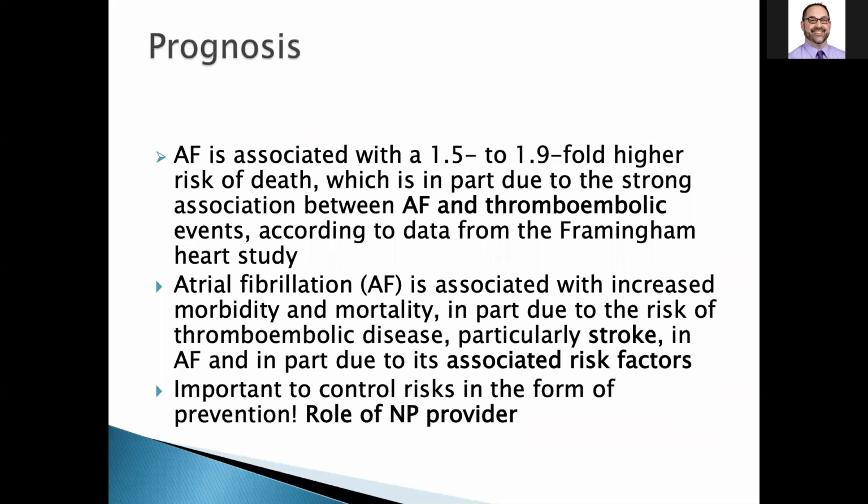So prognosis, AFib has a 1.5 to 1.9 higher risk of death, associated with increased morbidity and mortality, especially due to stroke. So it's important that we intervene, we document appropriately, we risk stratify the patient for anticoagulation and rate control or anticoagulation and rhythm control, and that they get adequate referral to cardiology for evaluation for possible need for electrophysiology intervention. Some references. If you have any questions, please let me know.